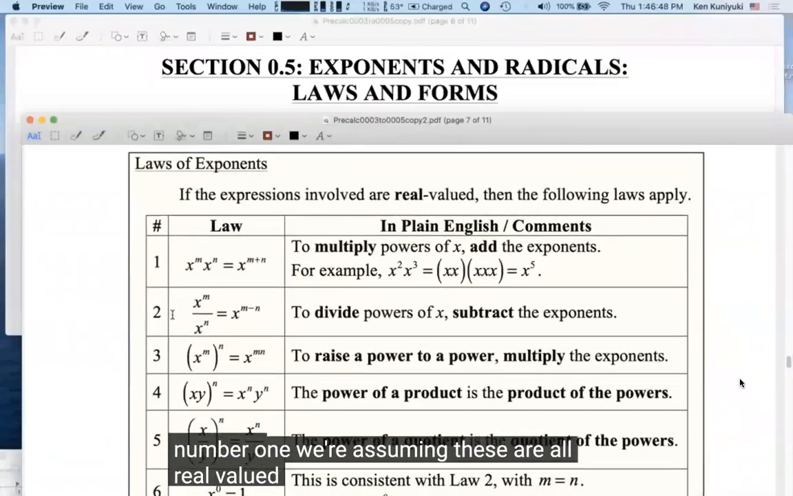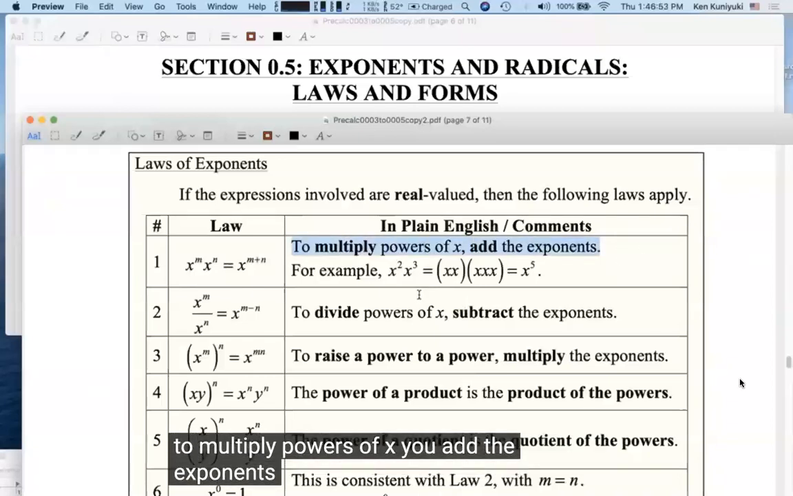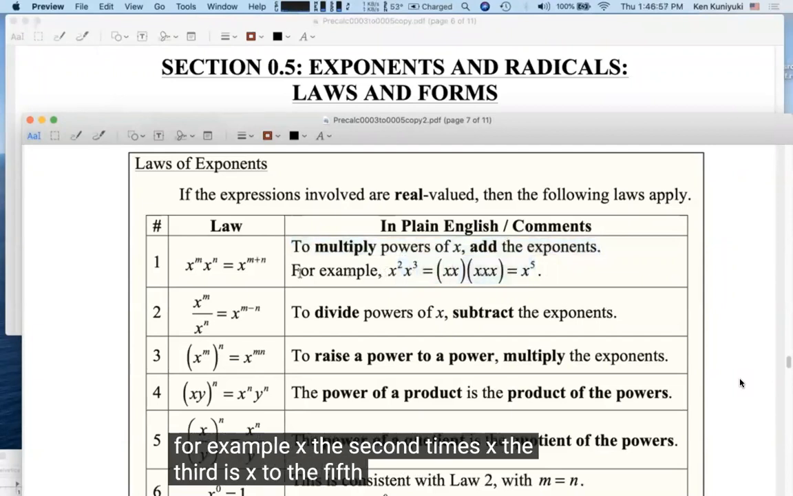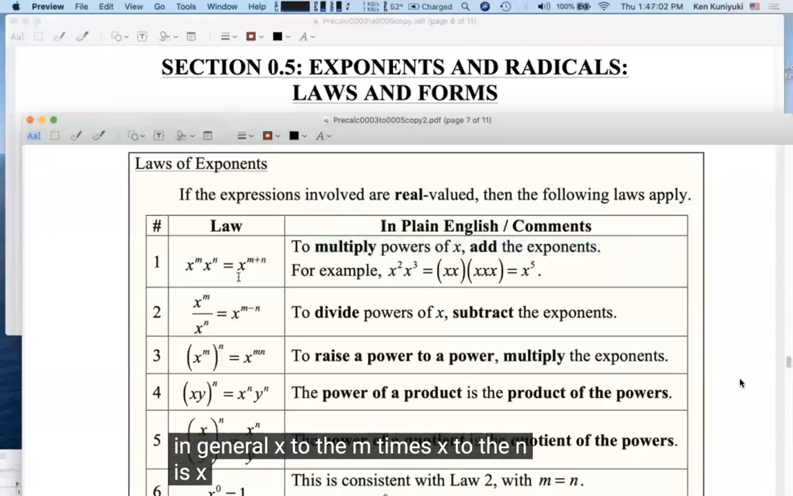We're assuming these are all real valued. To multiply powers of x, you add the exponents. For example, x to the second times x to the third is x to the fifth. In general, x to the m times x to the n is x to the m plus n.